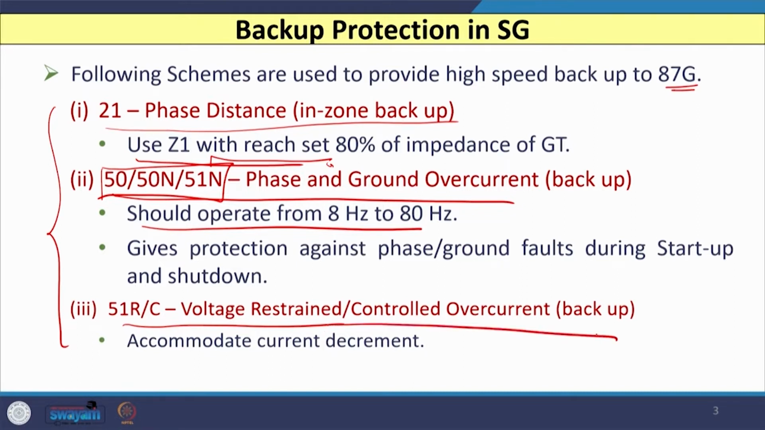This type of unit is basically going to detect the increase in the magnitude of fault current, and at the same time it will also see whether the voltage is going to collapse or not. So, basically it is an overcurrent relay monitored by voltage. This unit is capable of measuring the increase in the current simultaneously with the reduction in the voltage. So, these three are the common backup protection schemes used in the synchronous generator when our conventional 87G unit fails because of some reasons.